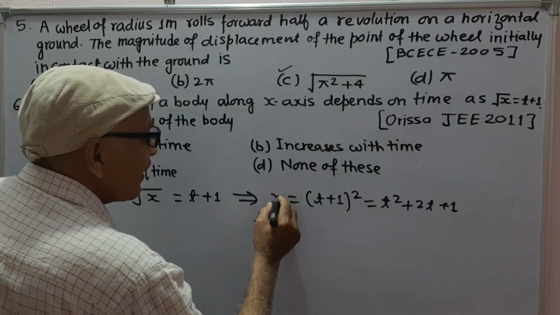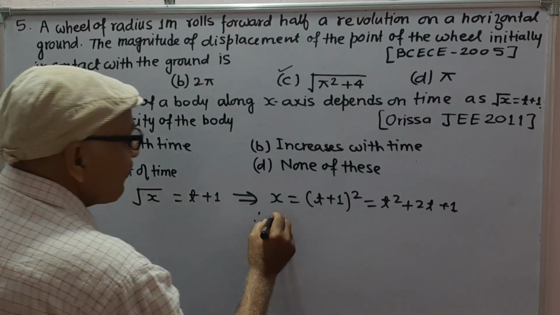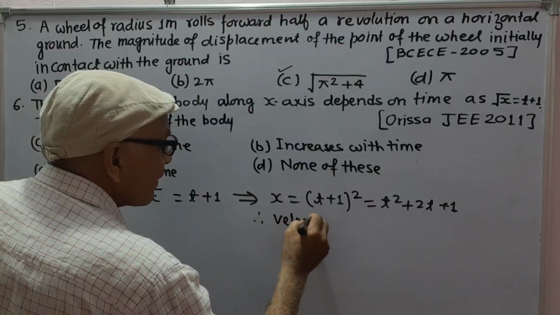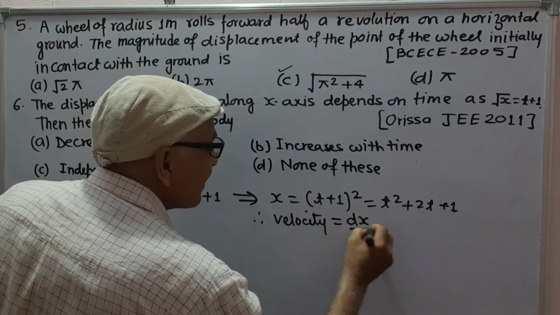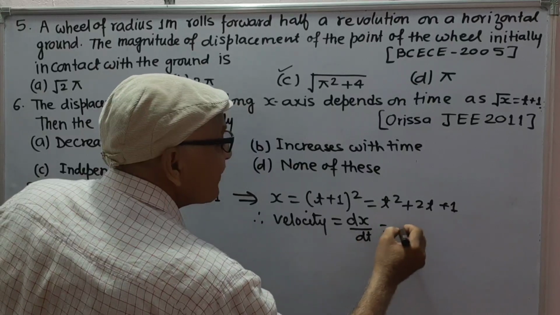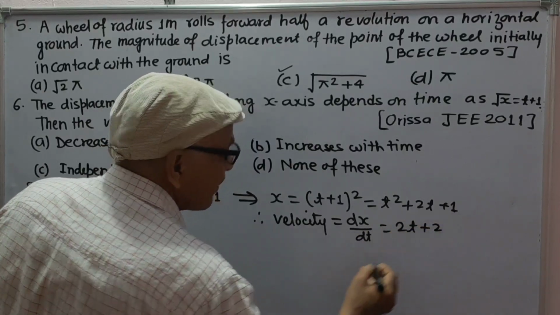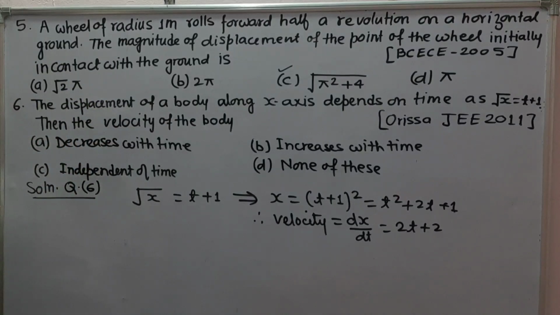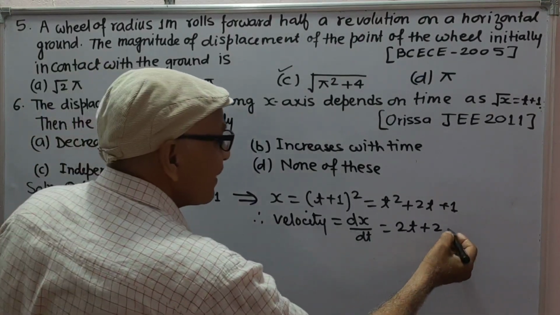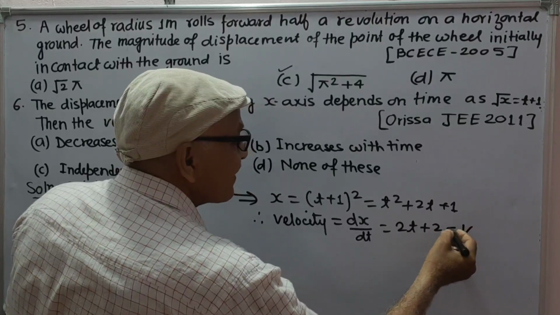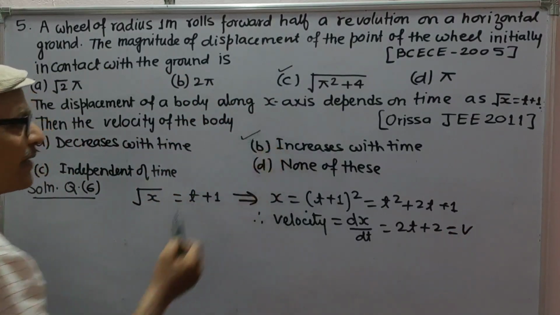Therefore, velocity, which is dx upon dt, will be equal to 2t plus 2. Thus, when time increases, velocity will increase. So, the correct option will be B.